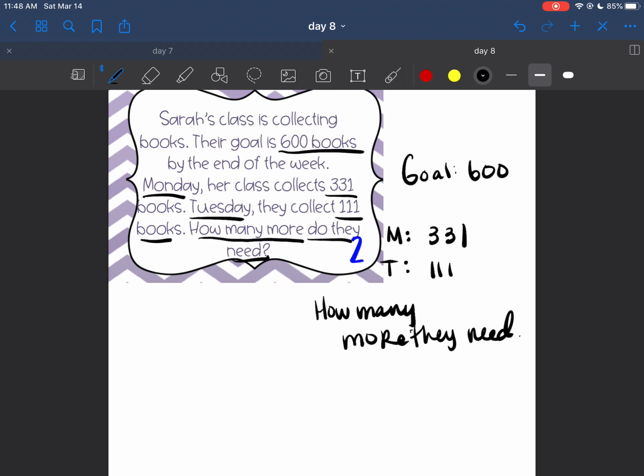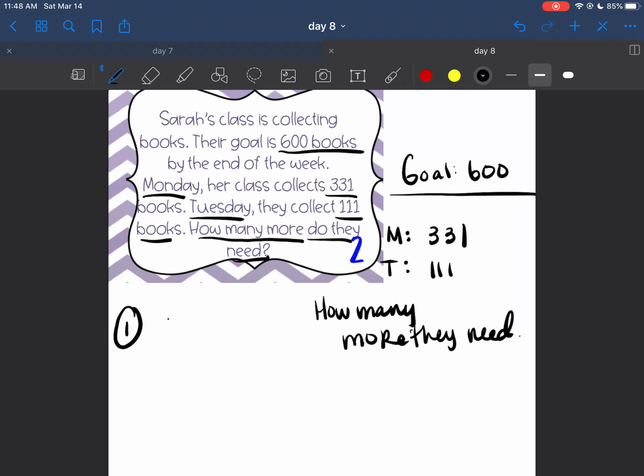All right, so in 3rd grade, we've talked a lot about how we can have 1-step problems and 2-step problems. Let's determine how many steps this problem is going to be. We know what their goal is. We know how many books they collected on Monday and Tuesday. And now we want to know how many they need to collect in all. All right, so step 1. How many books has the class collected so far?